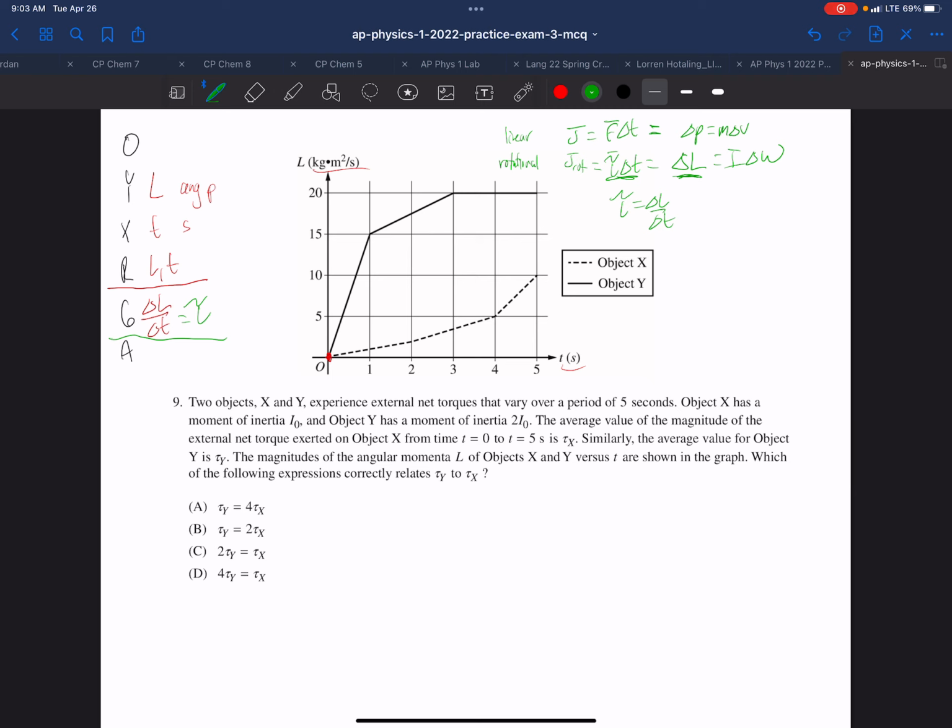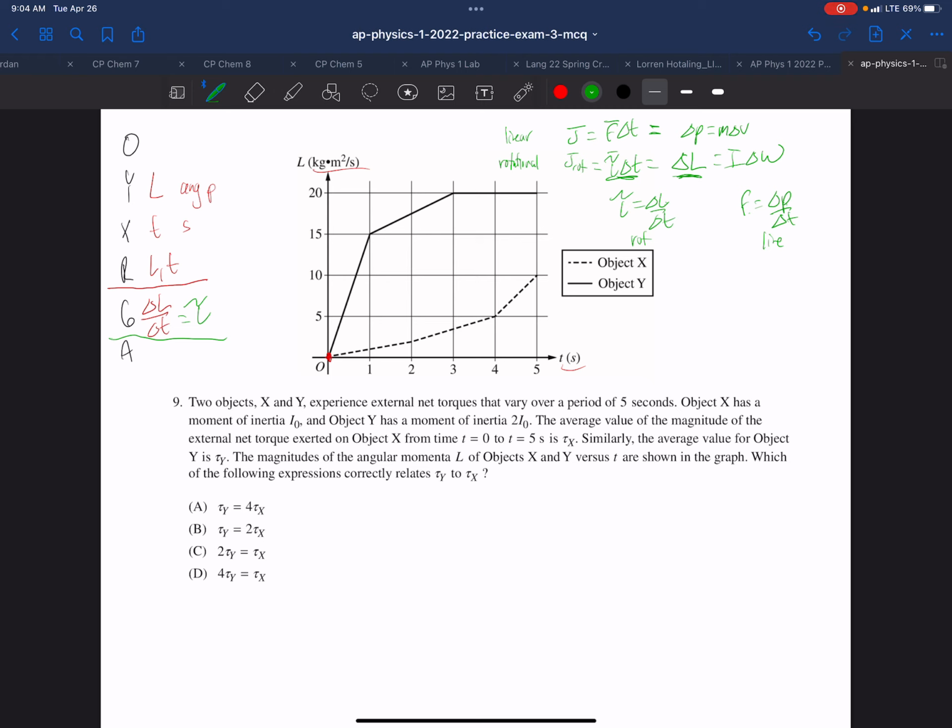Now, of course, that's the rotational world. If we think about it in the linear world, the definition of force is the rate of change of momentum. So rate of change of momentum is the force. The rate of change of angular momentum is the rotational force, or the torque. So we get that comparison there.